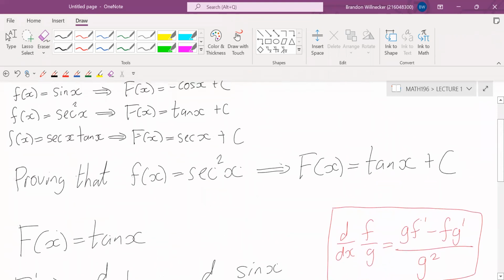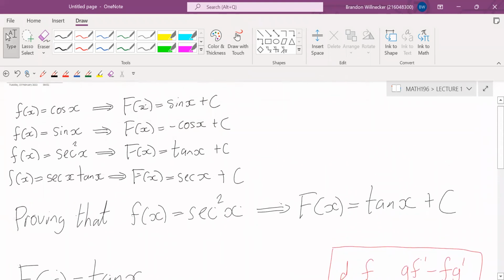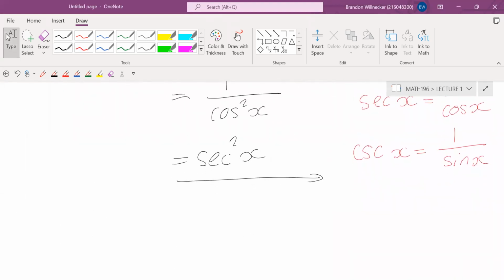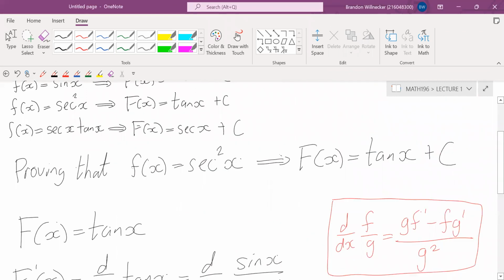We wanted to show that the antiderivative of sec squared is tan. And we showed that by going backwards, because the derivative of tan is sec squared. So we've shown that. Now we need to show the other one.